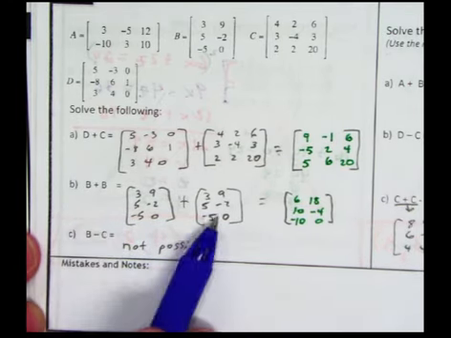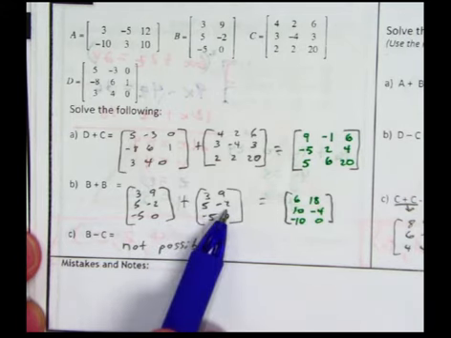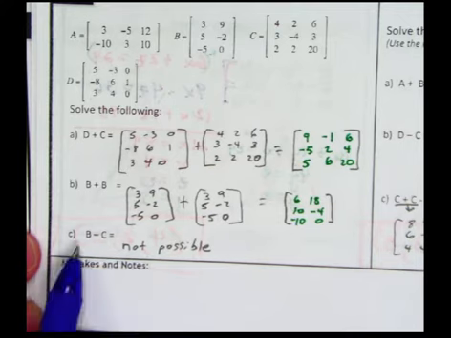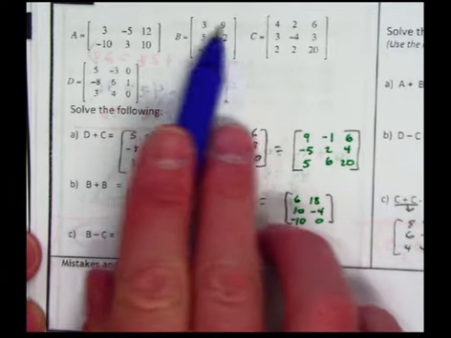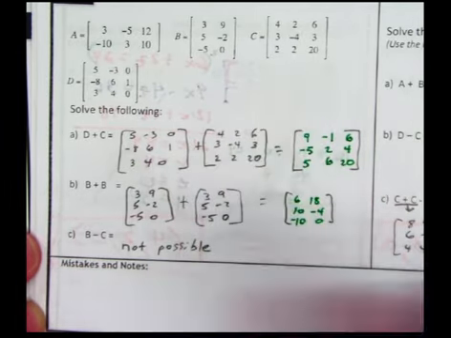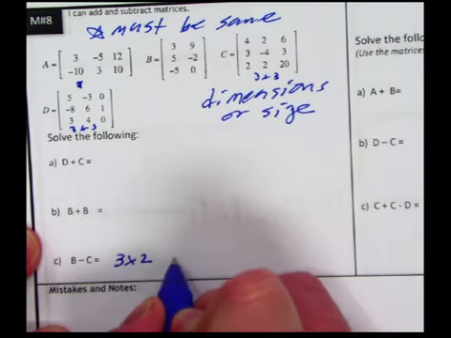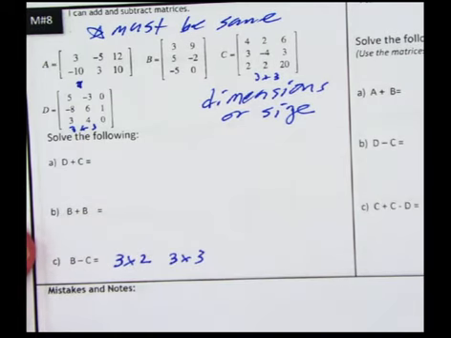Next one, B plus B. Well, it's a 3 by 2 and a 3 by 2, so you're definitely going to be able to do those. Gives you this. And then you'll notice I said not possible, because B minus C can't happen, because B is a 3 by 2 and C is a 3 by 3. If they're not the same size or dimension, it doesn't work. So that one saves you a little bit of time, because you had a 3 by 2 trying to add with a 3 by 3 matrix, and you can't do that. So that's how you add and subtract matrices.